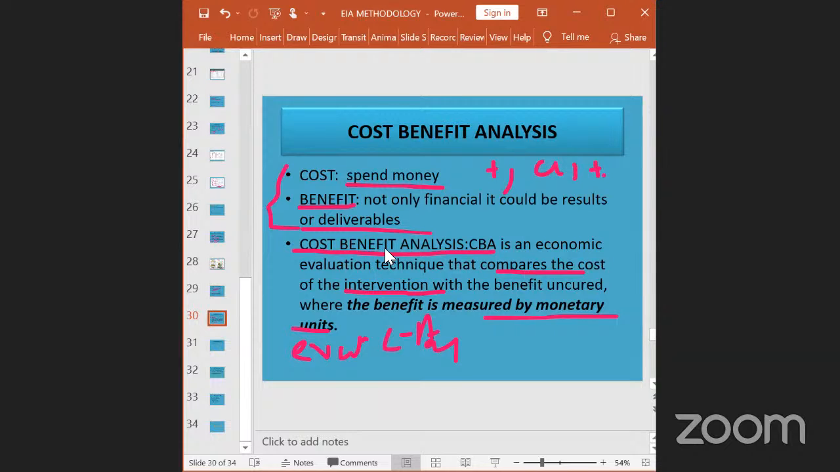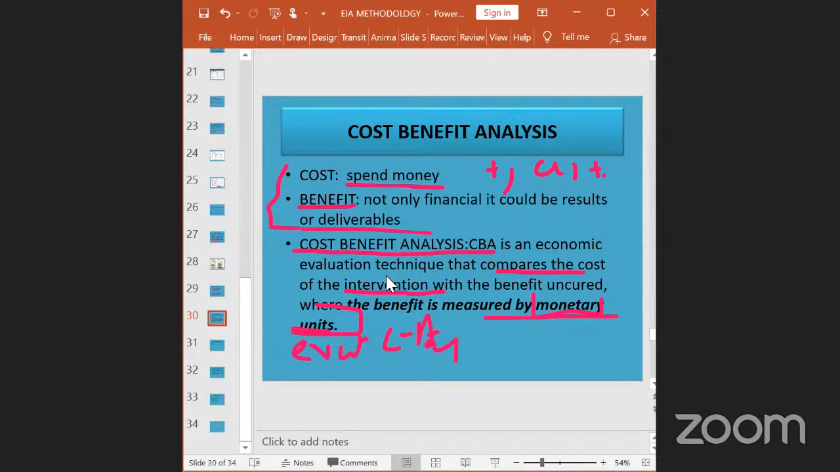and the cost, they are measured in terms of monetary units, right? So that we can compare between the monetary value of benefits and the monetary value of cost. So cost benefit analysis is simply an evaluation technique of economic value that compares the cost of the intervention, meaning your investment, with the benefit incurred, right? So this is the cost benefit analysis.